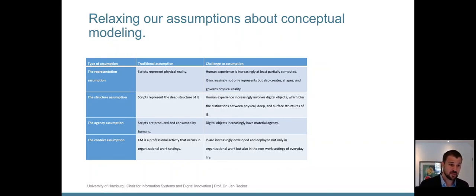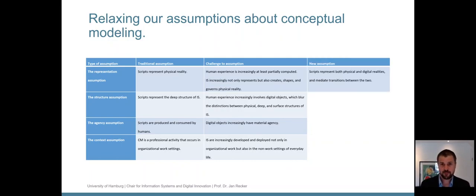So we need to take into account what that object looks like, how we interface with it, and so forth. The third assumption is that scripts are produced and consumed by humans only. But of course, we have more and more digital objects that have agency by themselves. So we can have algorithms that can produce models. And of course, we can have algorithms and other technologies that need to consume some of these models and the information they convey. And finally, we traditionally think that conceptual modeling happens within organizations. But of course, it also happens and has relevance in our lives outside of work, in the non-work settings of everyday life.